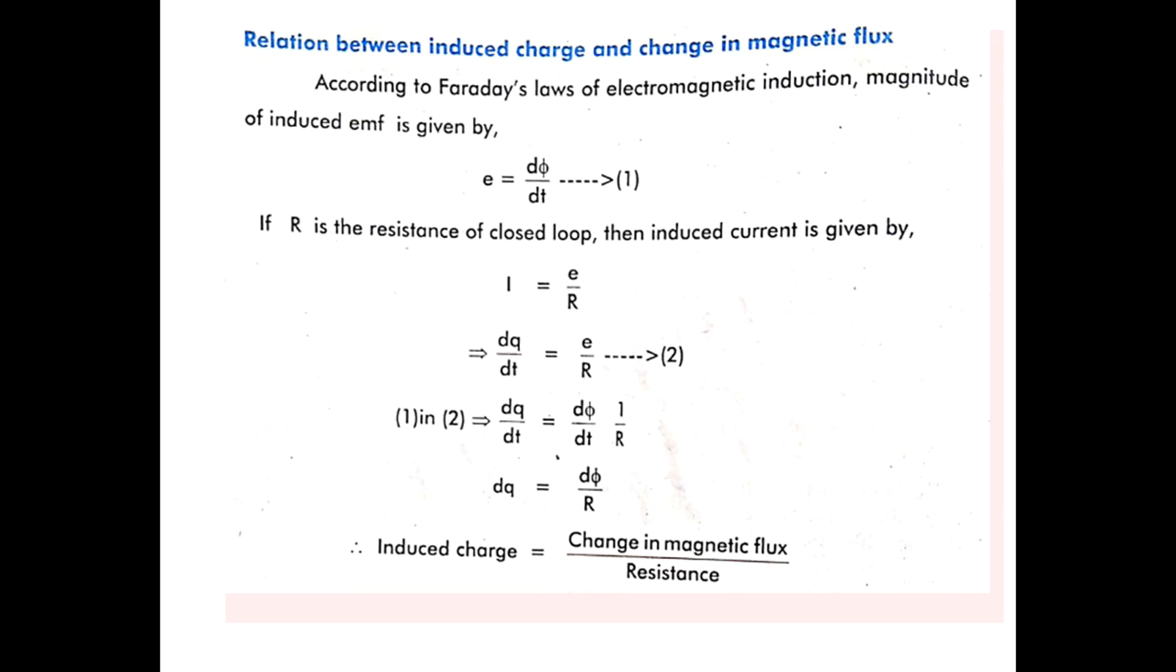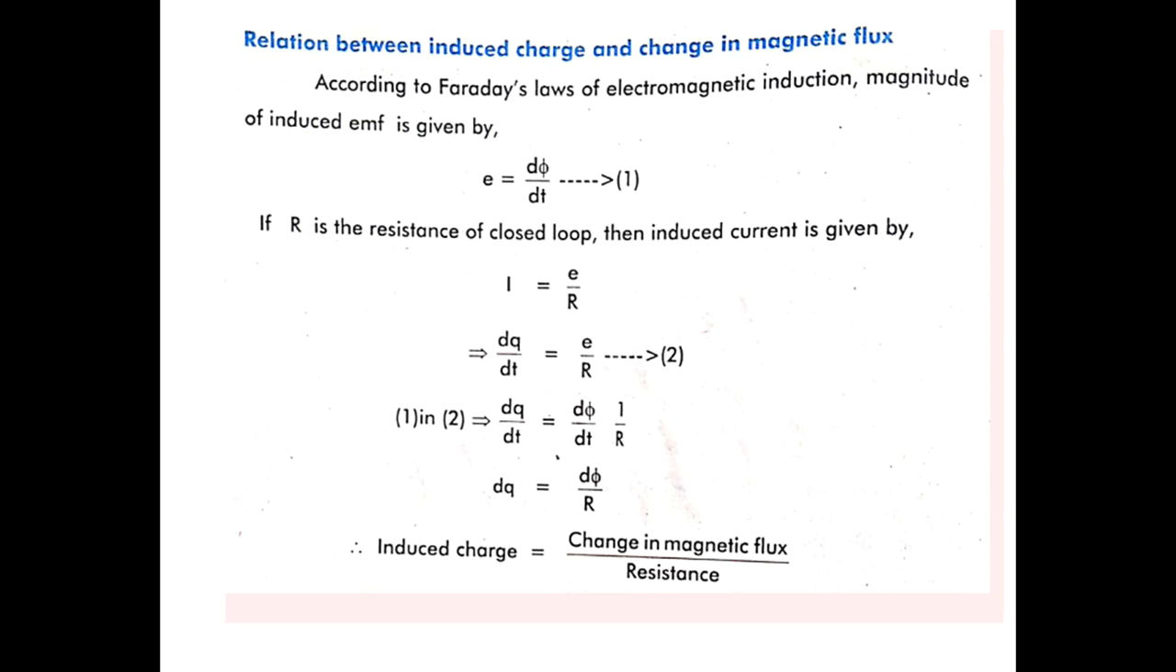If R is the resistance of the closed loop, then the induced current is given by I = E/R. The induced current I can be written as dq/dt, so dq/dt = E/R. Suppose that is equation number 2.